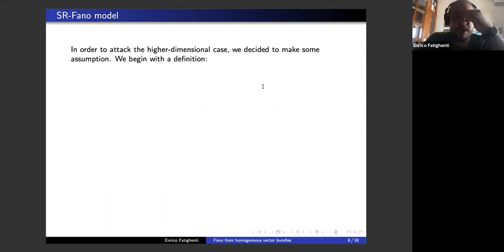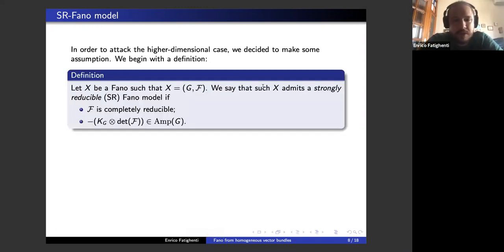Okay, so this is all very nice and very good for Fano threefolds. But then we decided to attack the higher dimensional case, which in some sense was our objective from the beginning. The problem is, in some sense, that if you want to attack the higher dimensional case, at least we wanted to start from some assumption in order to simplify our lives. And so let me begin with a definition for you. Suppose that we have a smooth projective Fano, and suppose that you can obtain your Fano as (G, F).